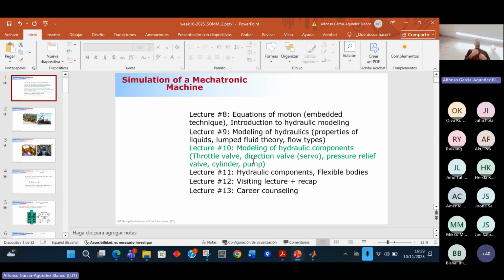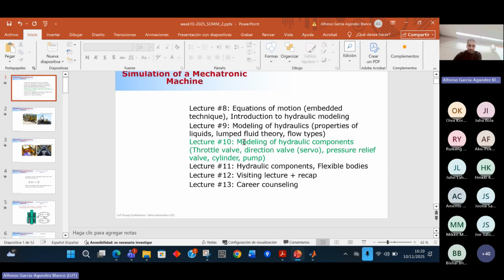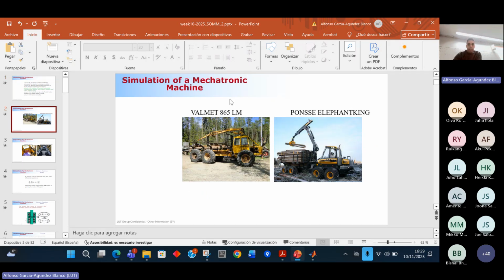All these components, or most of them, have been already presented in the tutorial of last week. If you remember, we built this hydraulic circuit. It was a simple one, but we already presented most of these components, okay? So let's start with them. But before that, I have included here some pictures with applications of hydraulically actuated mechatronic machines.